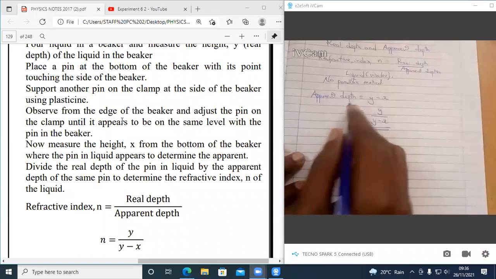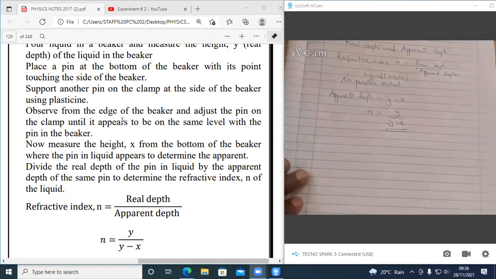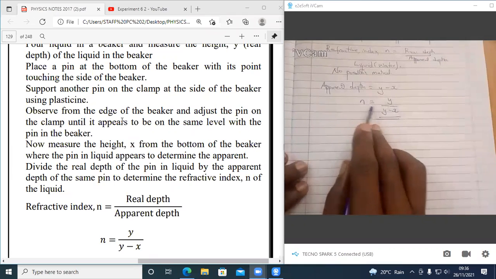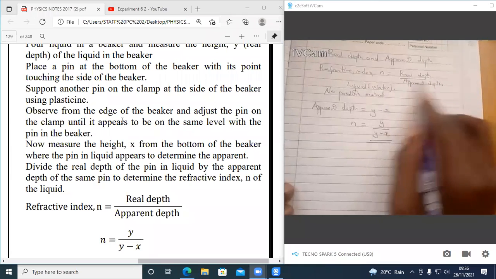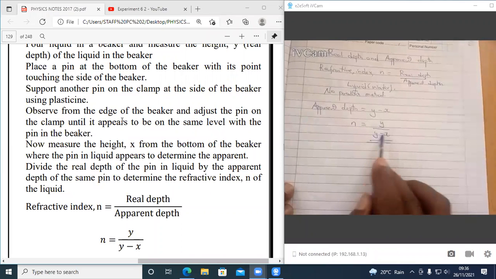So apparent depth will be equal to Y minus X. Then now refractive index, which we said is the real depth over apparent depth. So n will be equal to Y over, but it's not a must, members.